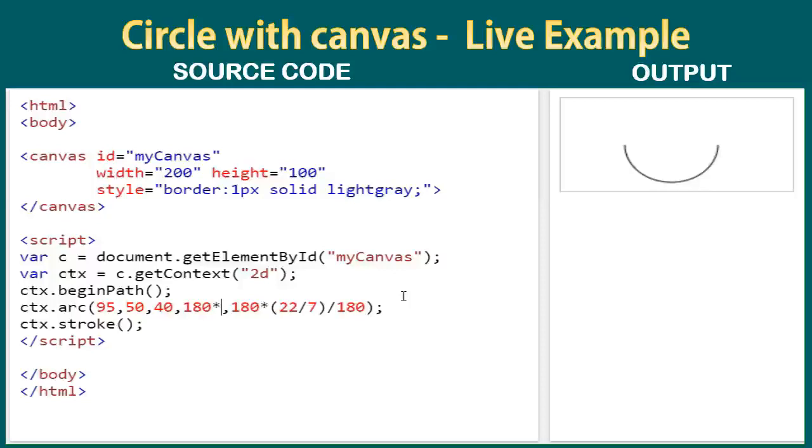180 into 22 divided by 7, that is pi by 180, and here the ending degree is 360 degrees. Now let us see the output. So it starts at the angle 180 degrees and ends at 360 degrees. So this is how the arc function works. We use the same arc function to create an arc as well as a circle. Hope you understand this example. Now we will move to the next example.